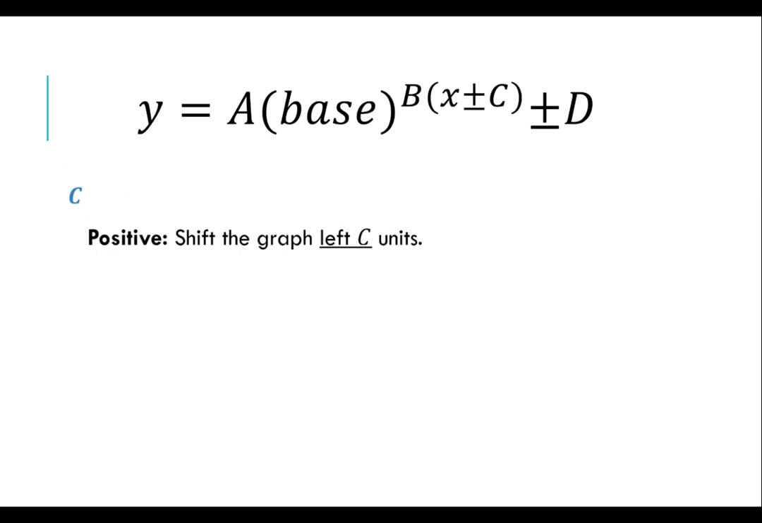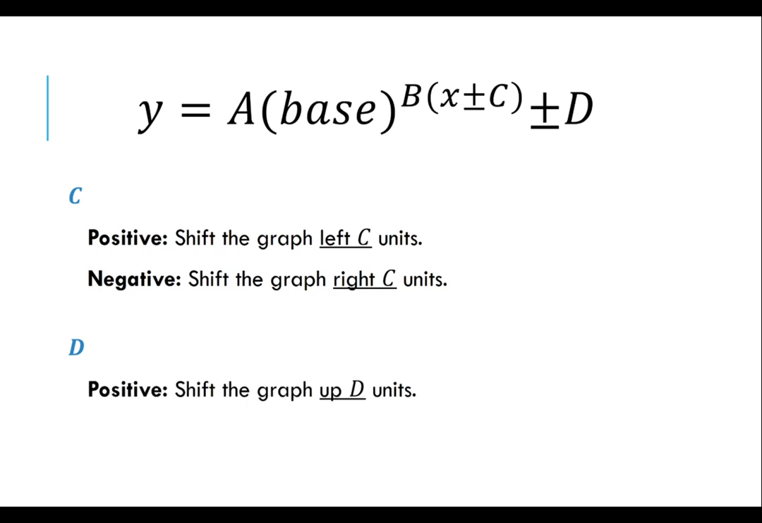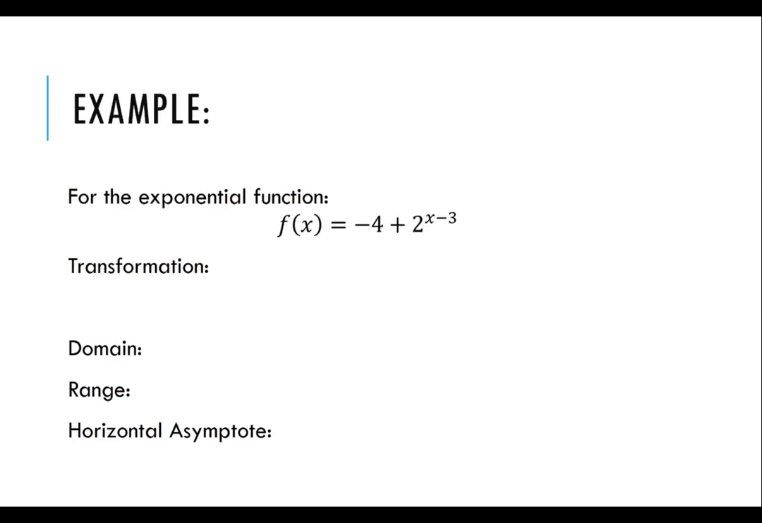Then c is just going to shift this left or right, so watch out. If this is x plus c, then it's going to shift it left. Remember, inside is backwards. If c is a negative number, then it's going to shift it that amount right. Then d, being on the outside of the function, is a vertical translation, and so if d is positive, it shifts the whole function up d units, and if it's negative, then it shifts the entire graph down d units. Now for an example of these transformations.